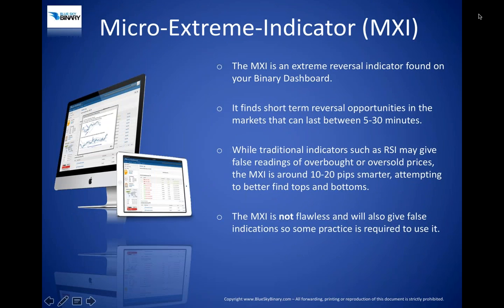So the micro extreme indicator, also known as the MXI, is an extreme reversal indicator found on your binary dashboard. It finds short-term reversal opportunities in the markets that can last between 5 to 30 minutes. While traditional indicators such as the RSI may give false readings of overbought or oversold prices, the MXI is typically around 10 to 20 pips smarter, which means it gives you a 10 to 20 pips better price than a traditional RSI or similar oscillator like a stochastic may.